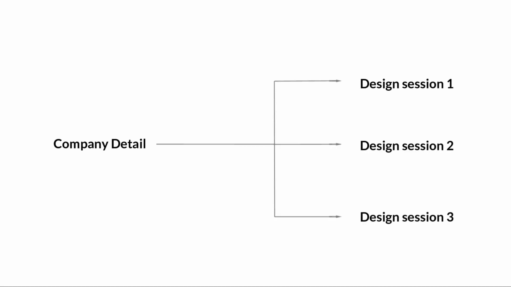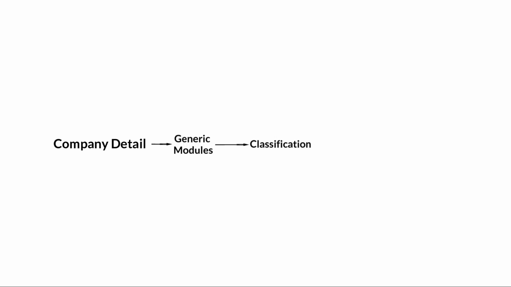We understand that the same detail is often applicable across multiple design scenarios, even when the assembly modules differ. However, the classification system can sometimes be overly sensitive when suggesting company details. This is because it tries to match the classification of uploaded details exactly with what's been set up in the design session. This is where generic modules become extremely useful.